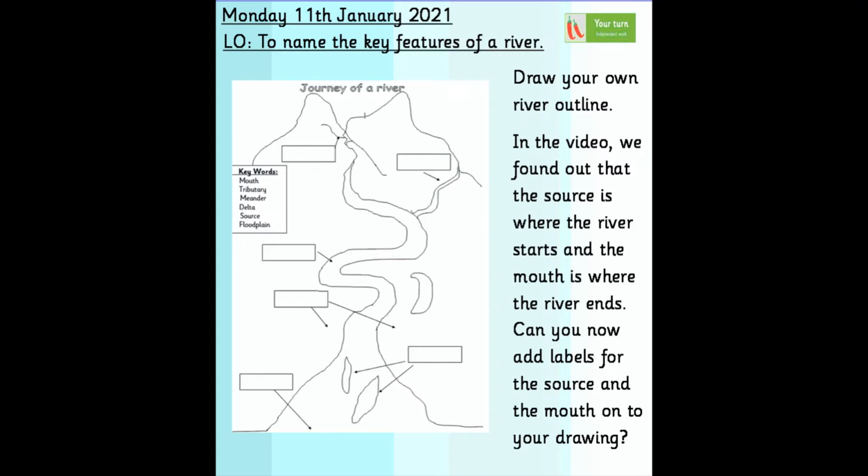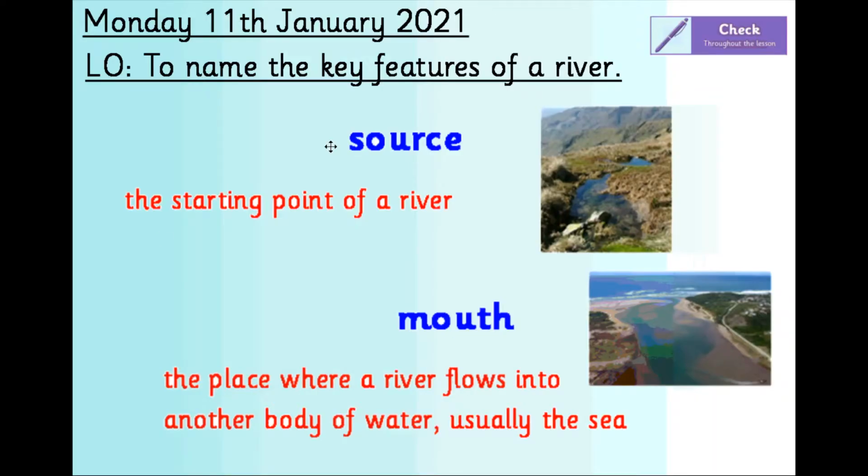In the video, we found out that the source is where the river starts and the mouth is where the river ends. Can you now add labels for the source and the mouth onto your drawing? Pause the video now and have a go at adding the mouth and the source onto your river. So, the source is the starting point of a river. The mouth is the place where a river flows into another body of water, which is usually the sea.